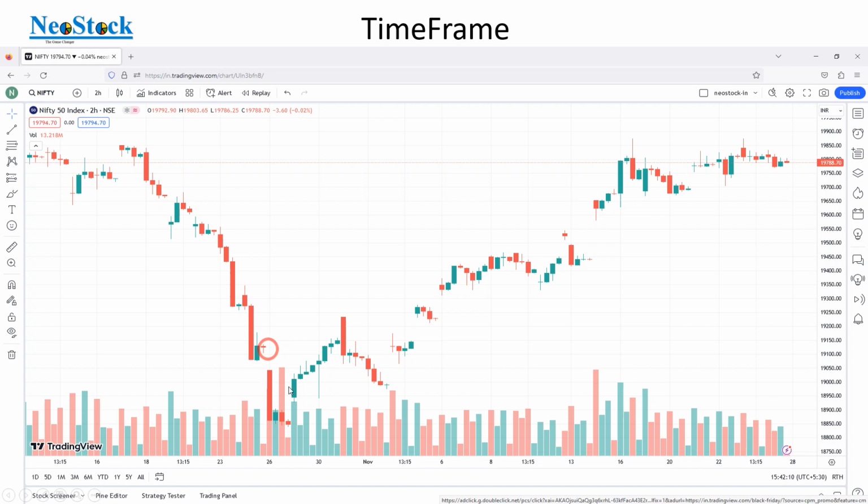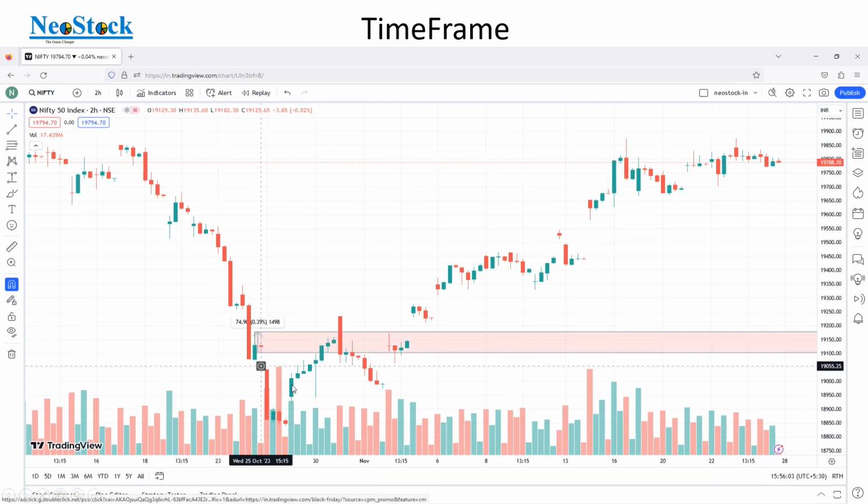So rally, base, drop. So how does the zone look? Something like this. We have a rally candle, a base candle, and then a drop candle. But is it really a 2-hour base candle? No, it is not. It is only a 15 minutes base candle, which is a residual candle. That means a leftover candle.